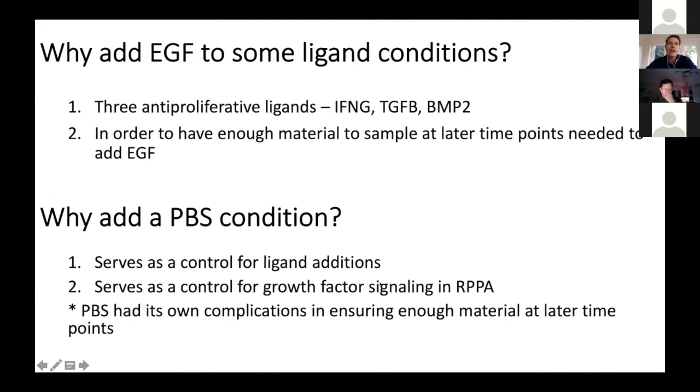So when we're adding EGF and HGF, which is going to activate ERK and AKT signaling, it's good to have that PBS condition to know you're starting from, or comparing to, a low condition without those added growth factors. PBS had its own complications because that's likely going to end up with the fewest number of cells. And so in order to collect those samples, oftentimes at the 48-hour time point, we had to pool from multiple different wells, which I'll talk about in a second.